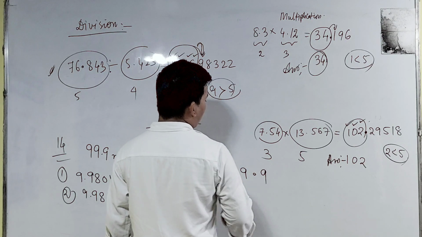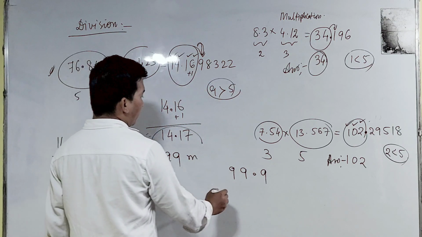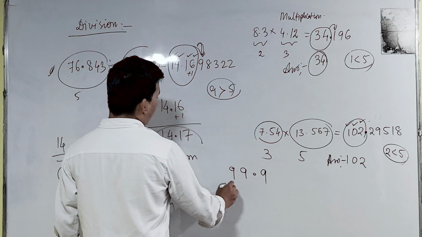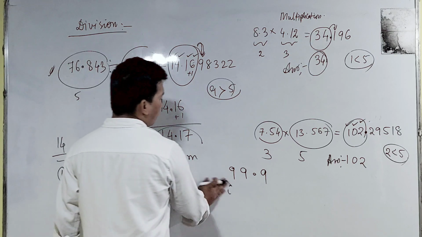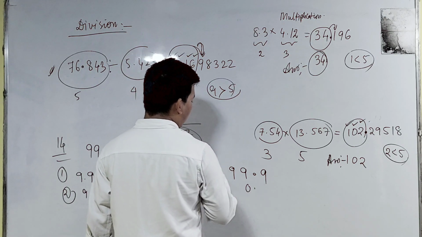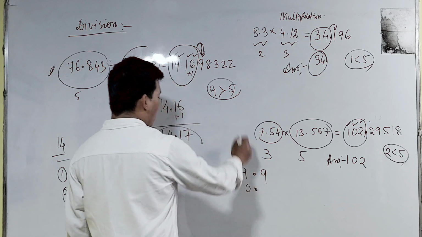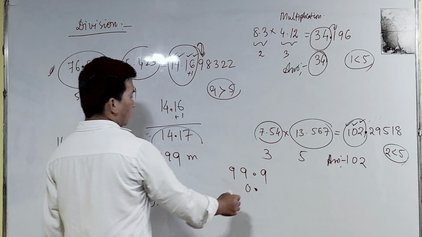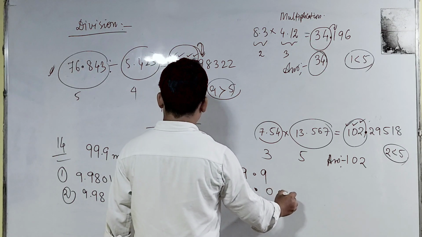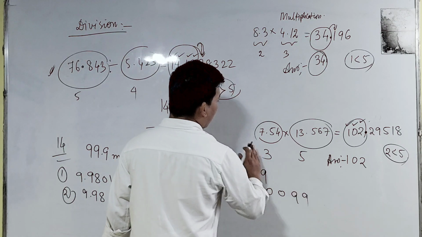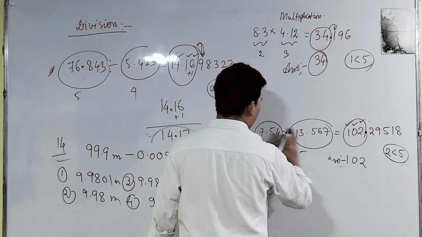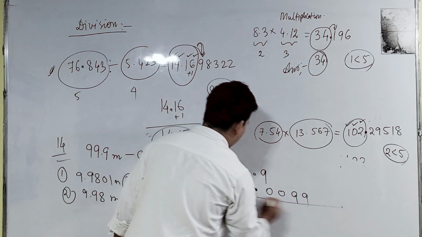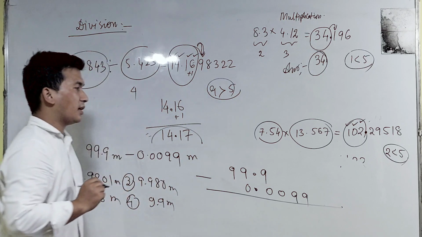The second number, can we start from here? We have to start from here. All the decimal points must be aligned in the same column. This is 0, 0, 9, 9. Here, this is the subtraction.